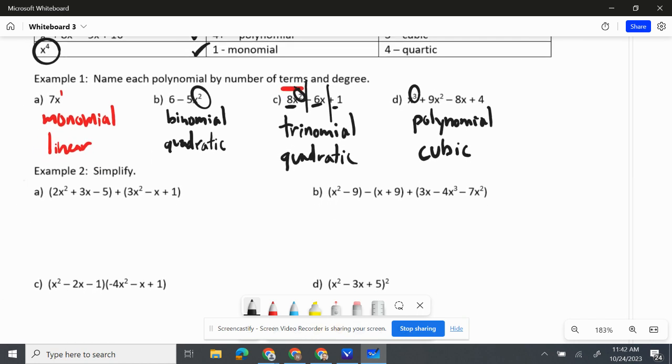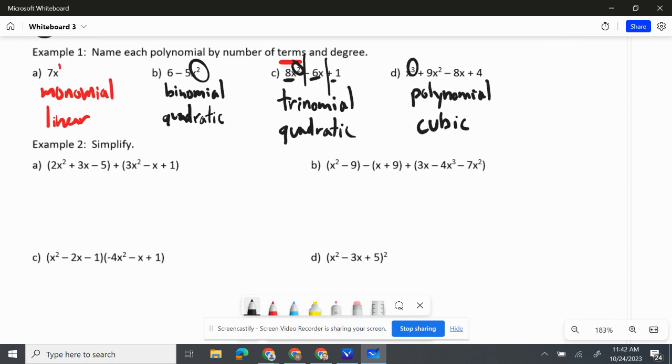Now we're going to be simplifying. We're going to be adding, subtracting, and multiplying. So when we're adding the like terms, 2x squared and 3x squared gives us 5x squared. I have 3x minus x, which is 2x. Then I have minus 5 plus 1, which is minus 4. And that right there is my adding the two trinomials.